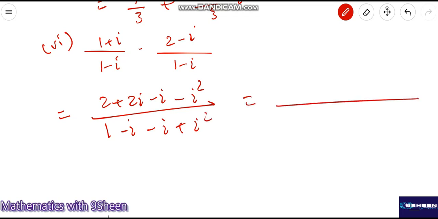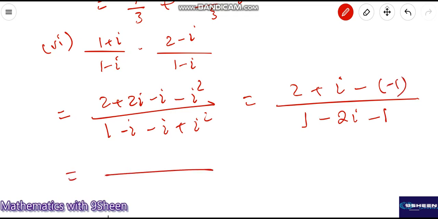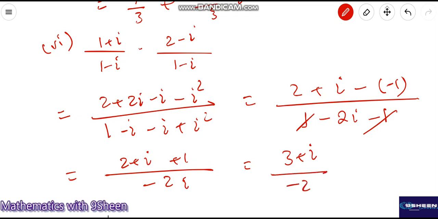Now 1 as it is, minus iota, it is minus 2 iota, and iota square is minus 1. And here is 2 plus 2 iota minus 2 iota plus iota minus iota square, which is equal to minus 1. Now it will be 2 plus iota plus 1, and 1 minus 1 cancel out, and you have minus 2 iota. And here is 2 plus 1, 3 plus iota, divided by minus 2 iota.